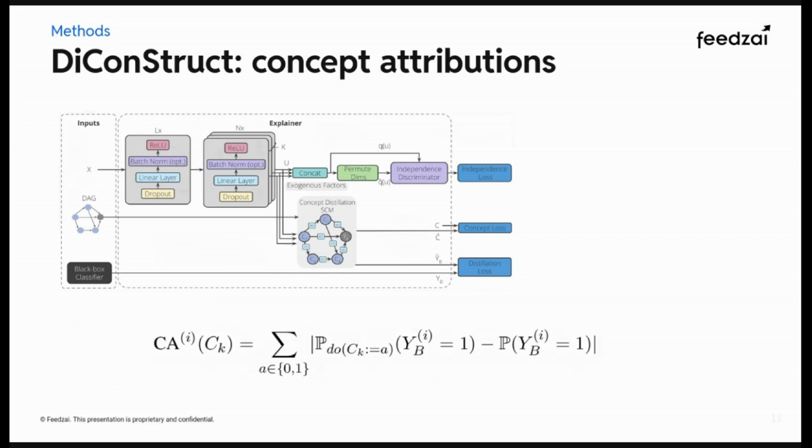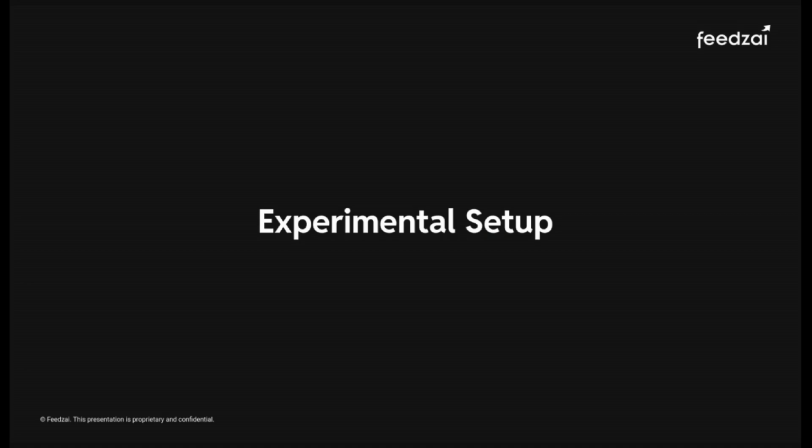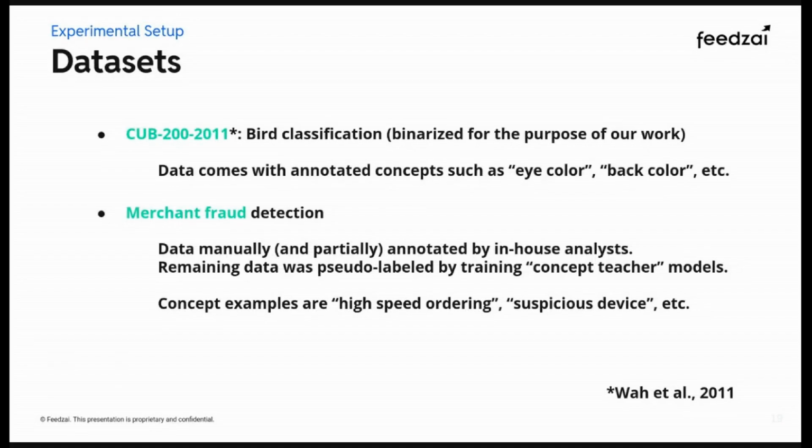Now that we have explained how our method works, let us dive into the experimental setup. We use two datasets to test our method. Firstly, the publicly available CUB bird classification dataset, which is already annotated with concepts. Secondly, an in-house merchant fraud detection dataset, where data was partially annotated with concept labels by our fraud analysts, and the remaining part is labeled by a separate model trained on those analyst labels.